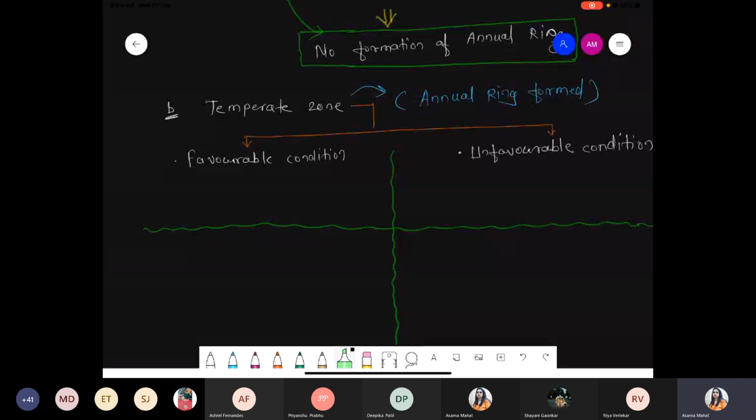Okay, should I continue with the differentiation part? Should I continue?